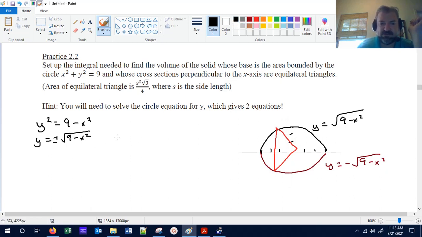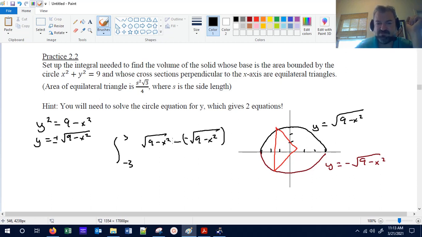So I'll be taking the integral from -3 to 3, the endpoints of the circle, of the square root of 9 minus x squared minus negative the square root of 9 minus x squared. So it ends up being just 2 times the square root of 9 minus x squared. And we're going to be squaring that, multiplying by the square root of 3 over 4. And that whole thing is times dx. And luckily, we don't have to do anything with that. We just had to set it up.